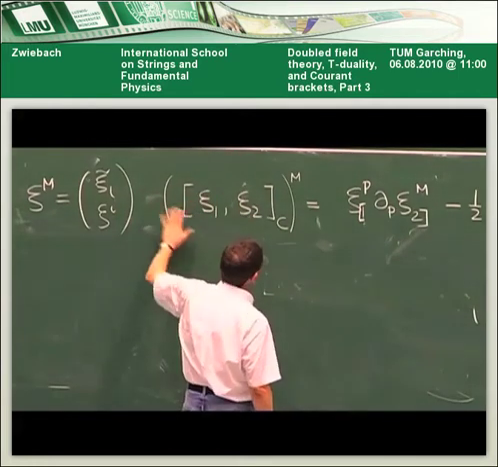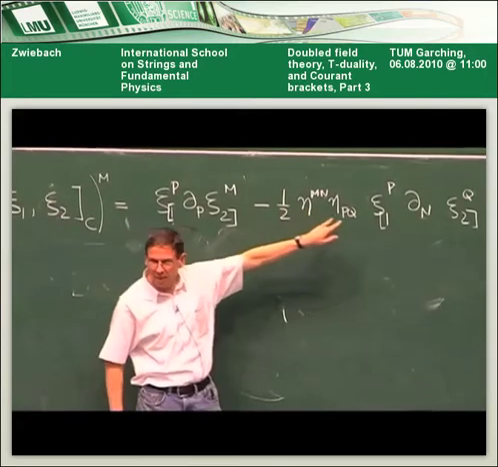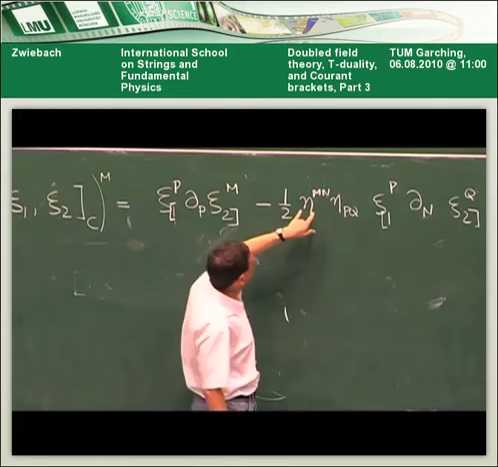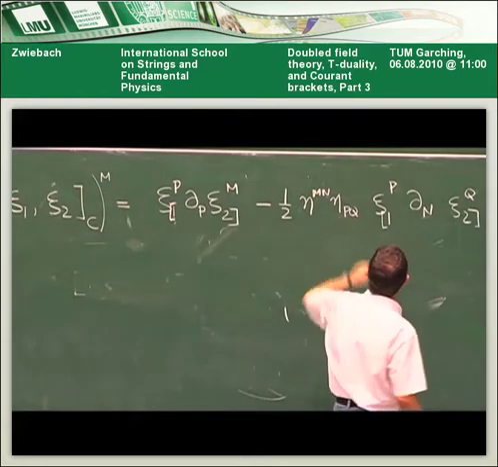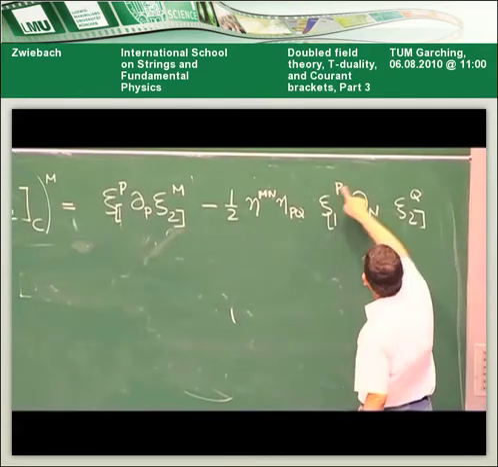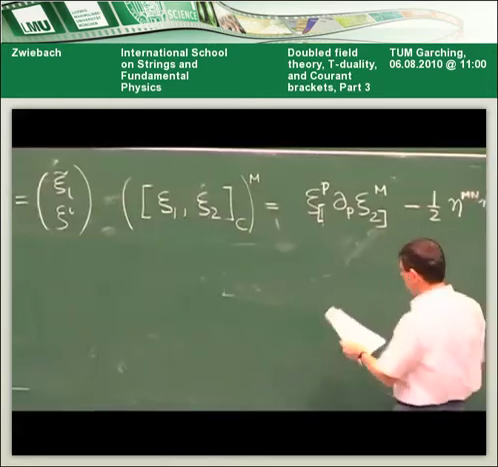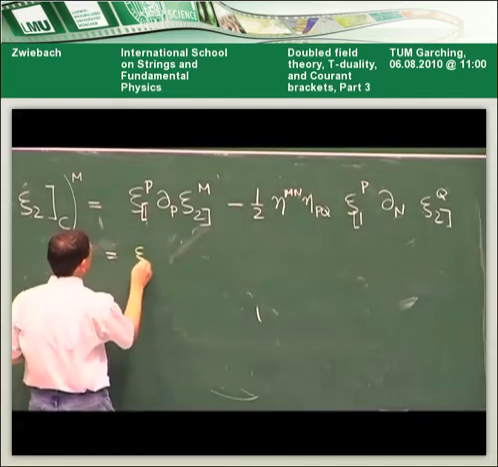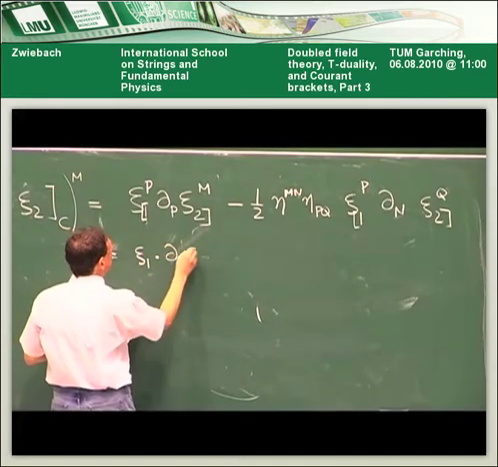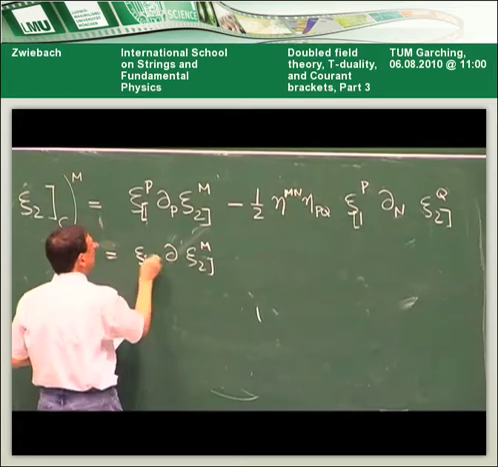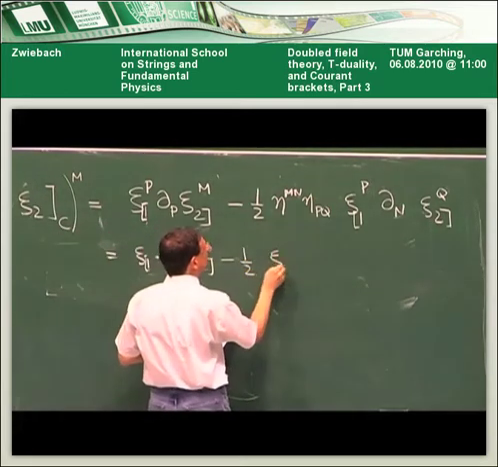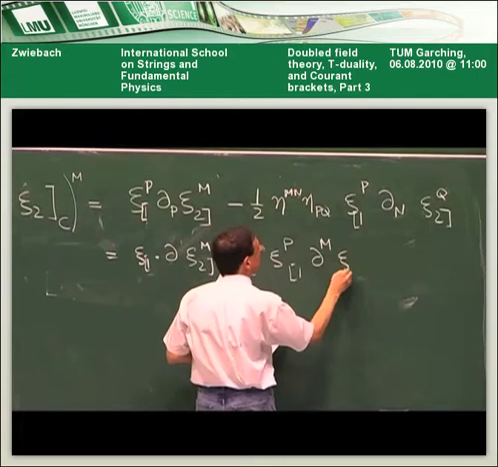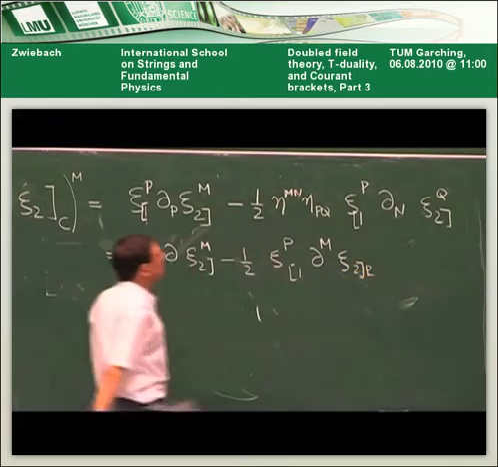It should not depend on the metric on the manifold. But we have a special metric, this eta metric. It's a constant metric, and we may be forgiven if we use it. In fact, we're going to use it and put it here. And this is used to contract P and Q and to raise this index. So I could write this a little more implicitly as psi 1 dot d psi 2 m bracket, and then minus 1/2 psi 1 p d m psi 2 p, for example.